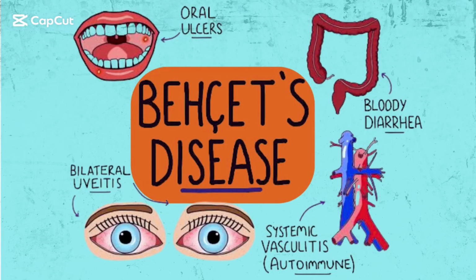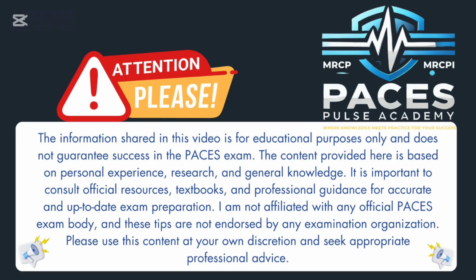Behcet disease is a chronic multisystem inflammatory disorder. It is characterized by recurrent oral and genital ulcers, uveitis, and skin lesions. It can also involve the joints, blood vessels, gastrointestinal tract, and central nervous system.